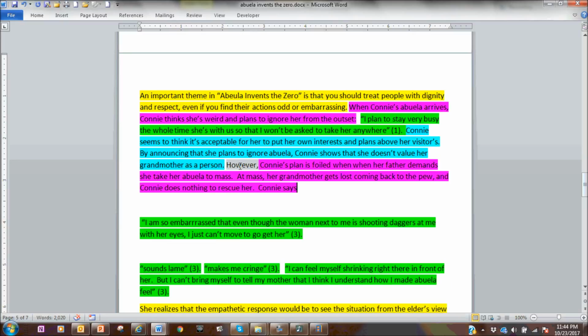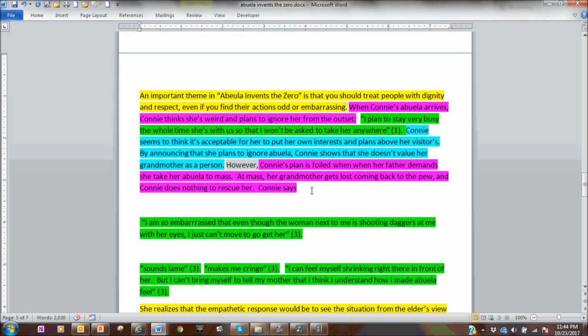I'm going to say, "However, Connie's plan is foiled when her father demands she take her abuela to Mass. At Mass, her grandmother gets lost coming back to the pew, and Connie does nothing to rescue her." So I've just filled in a little gap about what's going on in the story.